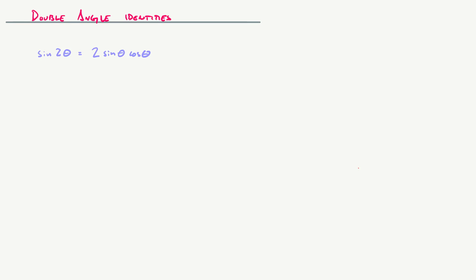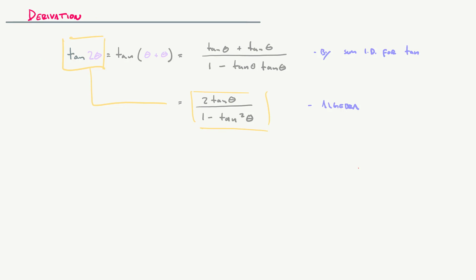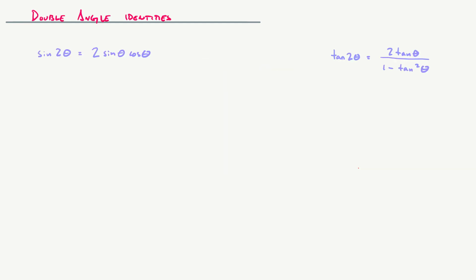To derive the other two, we'll start with tangent. You're doing the same thing, right? The same trick applies. You're going to turn 2 theta into theta plus theta so that you can use a sum identity, in this case for tangent, so you get tangent theta plus tangent theta. That's 2 tangent theta in the numerator, divided by 1 minus tangent theta times tangent theta, which is tangent squared theta, in the denominator. Okay, so we can add that one to the list.